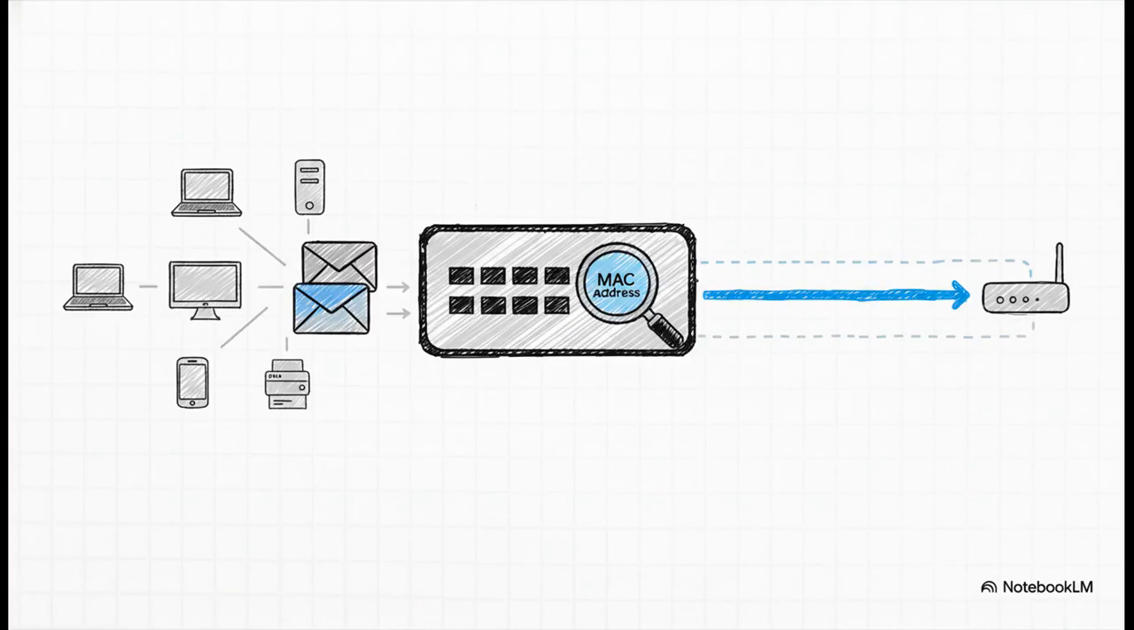So who reads this local address? That would be the network switch. A switch is basically the mailroom sorter for your local network. It looks at that MAC address on the frame and sends it only to the specific device it's meant for.